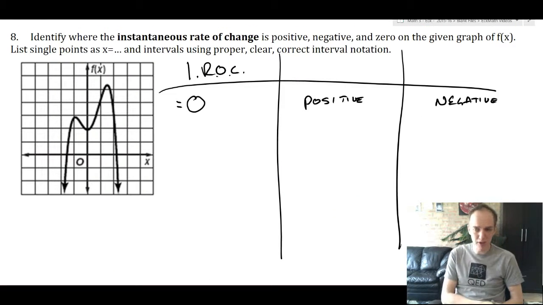This is a really important question too, and the way it's written makes it seem a lot harder than it is. Identify where the instantaneous rate of change is positive, negative, and 0 on the given graph of f of x.